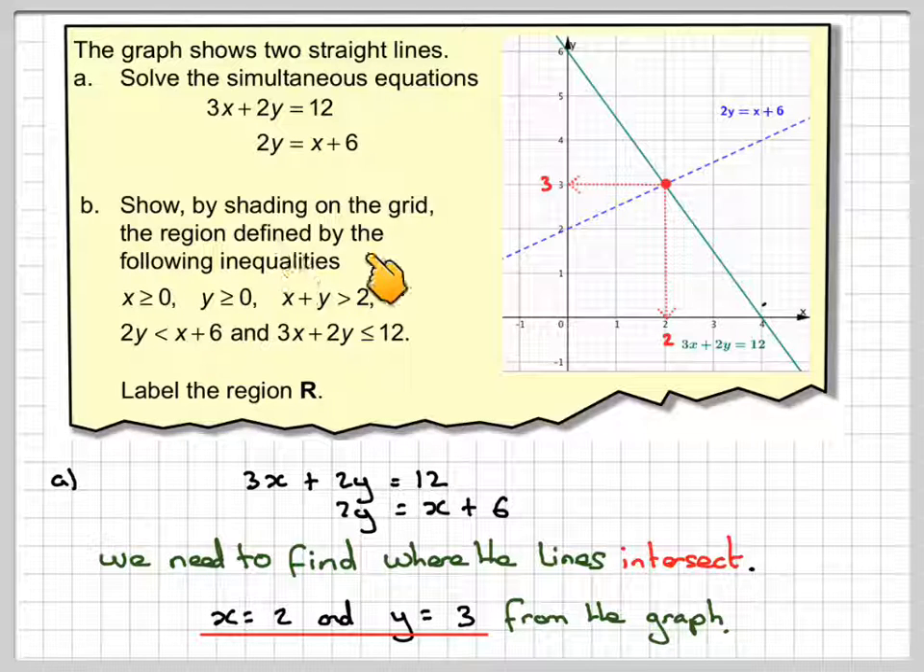Then it says, show by shading on the grid the region defined by the following inequalities. x is greater than or equal to 0, y is greater than or equal to 0, x plus y is greater than 2, 2y is less than x plus 6, and 3x plus 2y is less than or equal to 12.